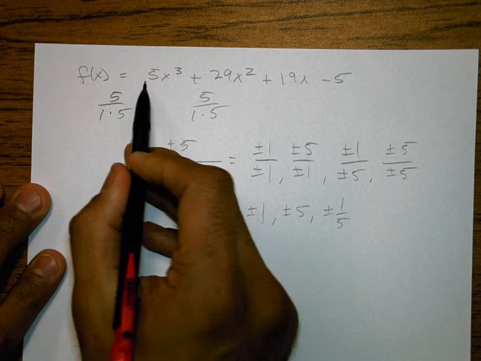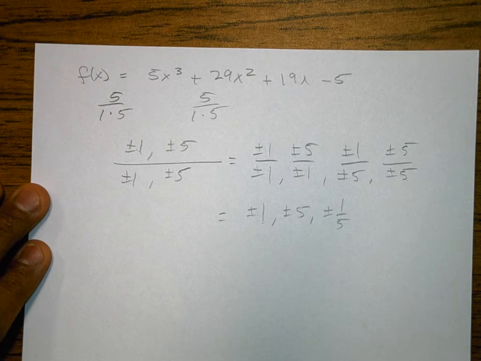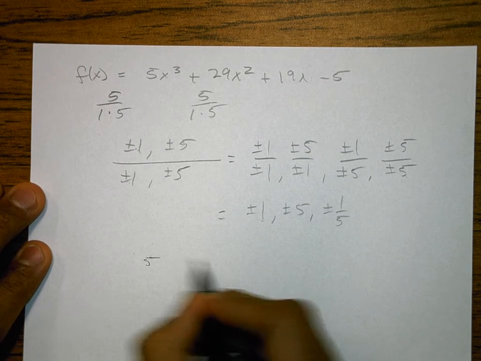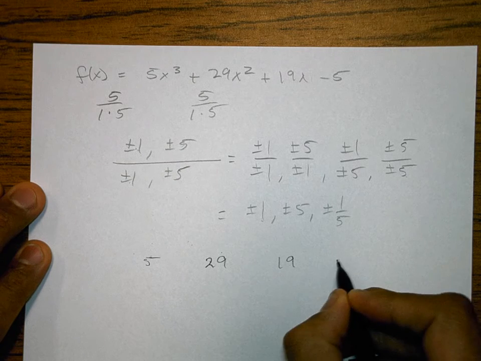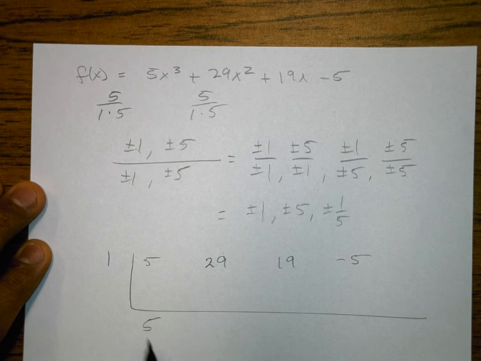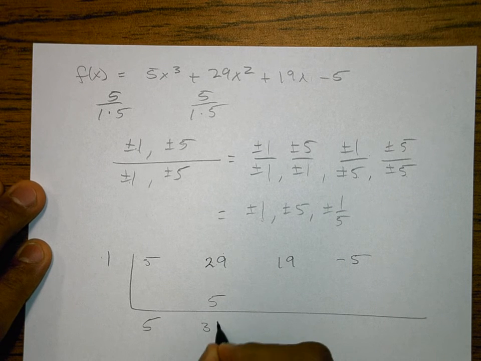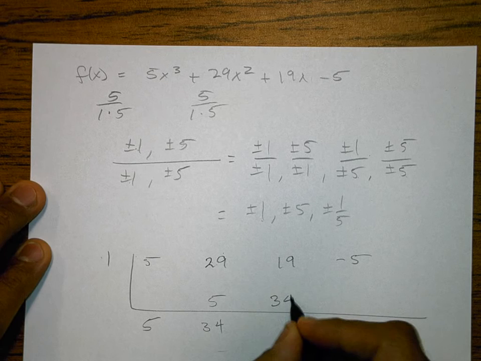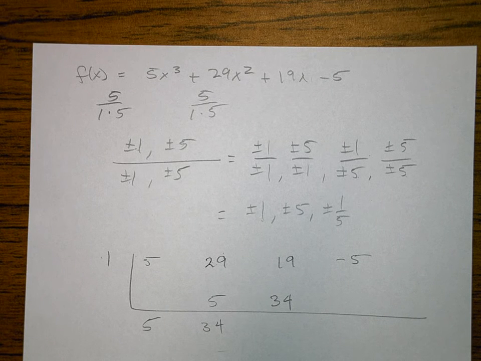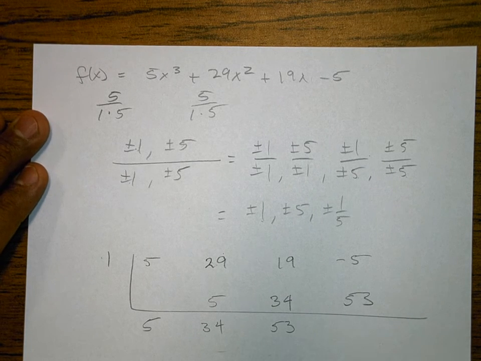So I'm going to take my original polynomial up here, and so it's a power of 3. So after I do synthetic division, it's going to go down a power. So I'm going to list my coefficients. And I'm going to try 1. So remember, bring the first number down. Then remember, it's always multiply, add, multiply, add. So multiply these two. Multiply right there. And then 19 plus 34 is 53, and we can see that that's not going to work.